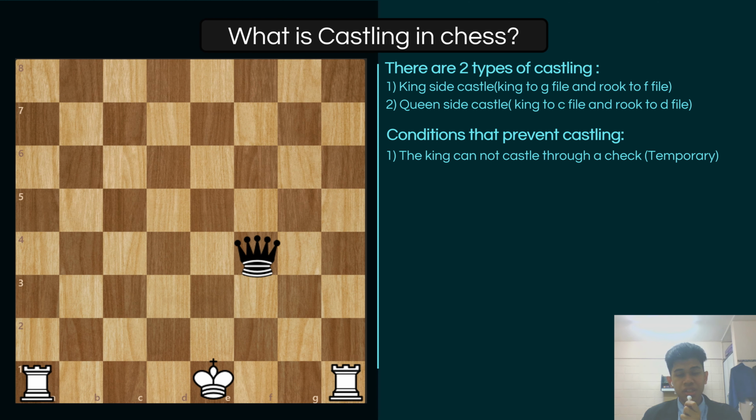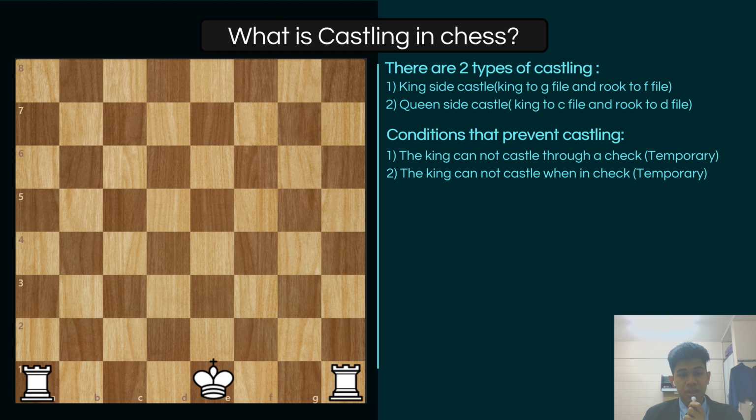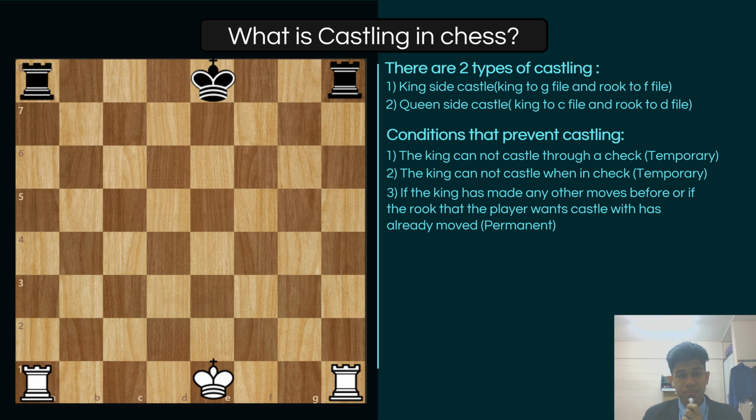Okay, now the conditions that prevent us from castling. So one of the conditions is that the king cannot castle through a check. So right now, the black queen is blocking the white king's path to castle. And the next condition is that the king cannot castle when in check. So right now, the black bishop is checking the white king, so it cannot castle. And these two conditions are temporary.